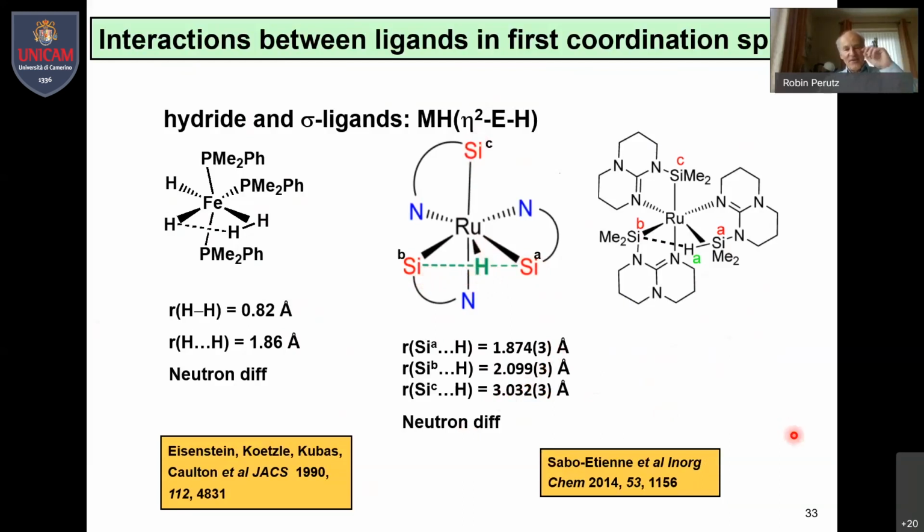And I've chosen these structures because they are again determined by neutron diffraction in both cases, so we're very confident about the positions of the hydrogens. This one goes back to Odile Eisenstein and Ken Colton. This one here on the right comes from Sylviane Sabot-Etienne's group in Toulouse.